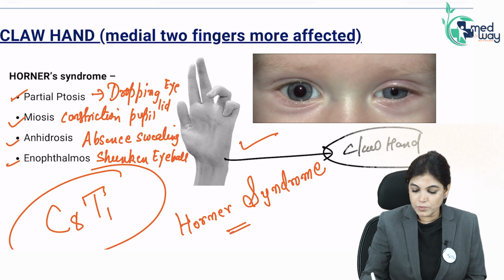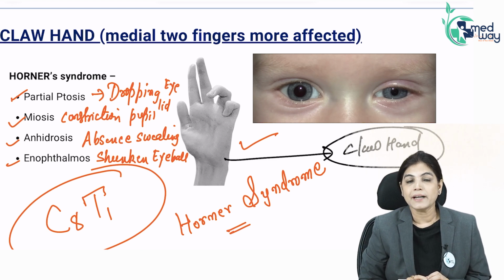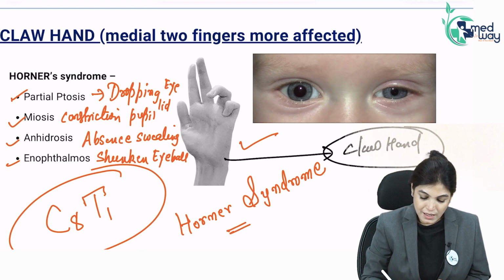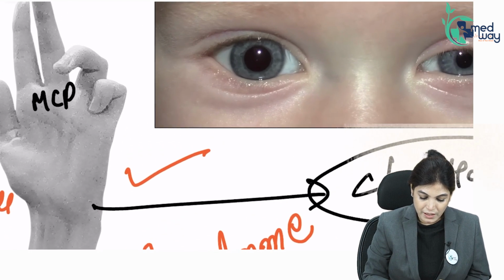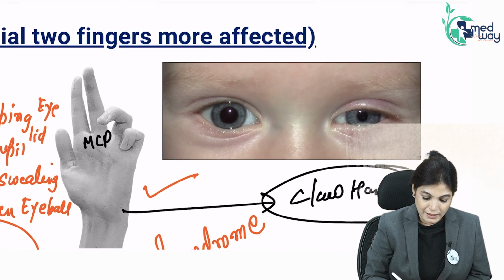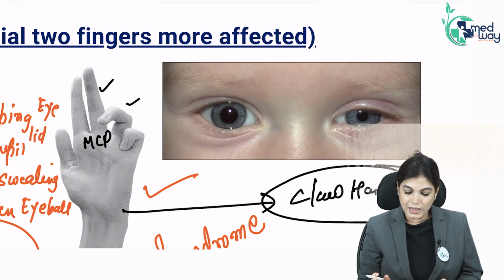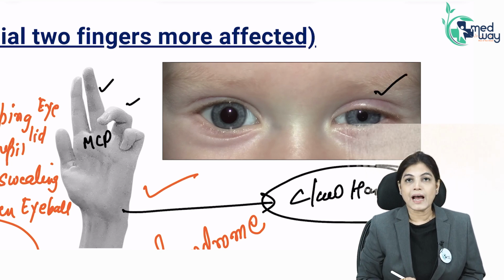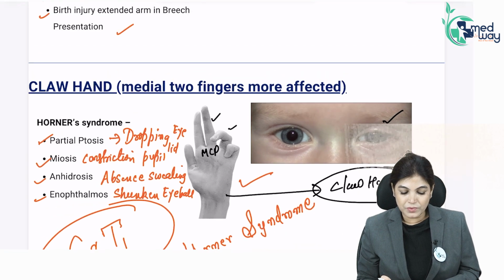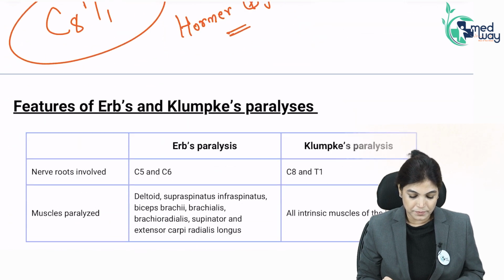Now, claw hand is pronounced, and a very important characteristic feature of lower trunk brachial plexus injury is that there is extension at the metacarpophalangeal joint. If you enlarge this, you can see the metacarpophalangeal joint is extended, but the interphalangeal joints are flexed. Also, in this baby, you can see drooping of upper eyelid, constriction of pupil, and sunken eyeball. So, this is showing the features of Horner syndrome. Horner syndrome is only present in lower trunk brachial plexus injury.